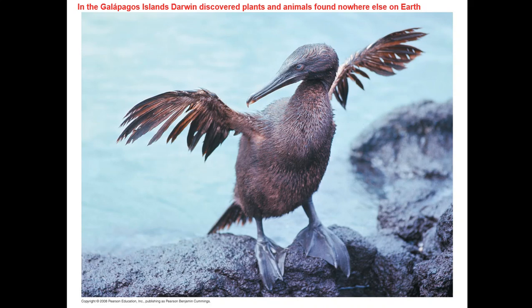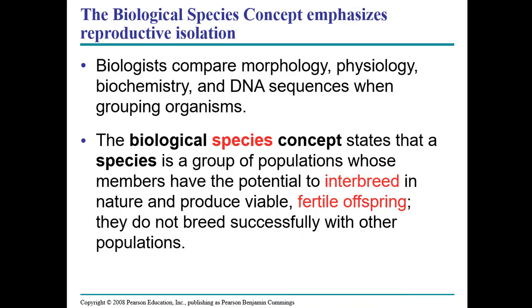So this is an example of an organism that evolved. Biologists compare morphology and physiology. When we say morphology, it's more of anatomy, the structural components of a particular organism. Physiology is function, how the parts of an organism function. Next, biochemistry. And the next and most useful comparison is DNA sequences.